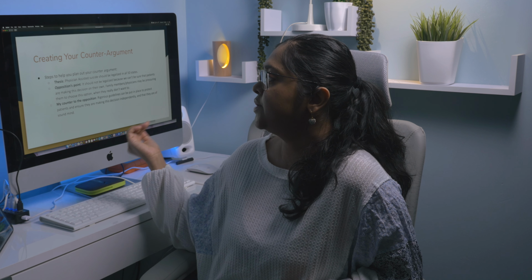Now this is a key element, and this is the step that a lot of students forget to do. You have to now go ahead and counter the opposition's point. So if you don't do this, then you're basically arguing for the opposition, which of course is going against your entire thesis. So you want to bring in your counter to the opposition to make sure you're still staying in line with your argument of your paper and with your thesis.